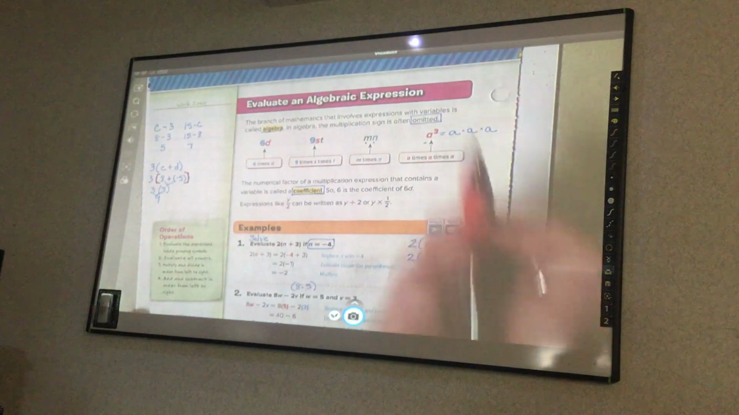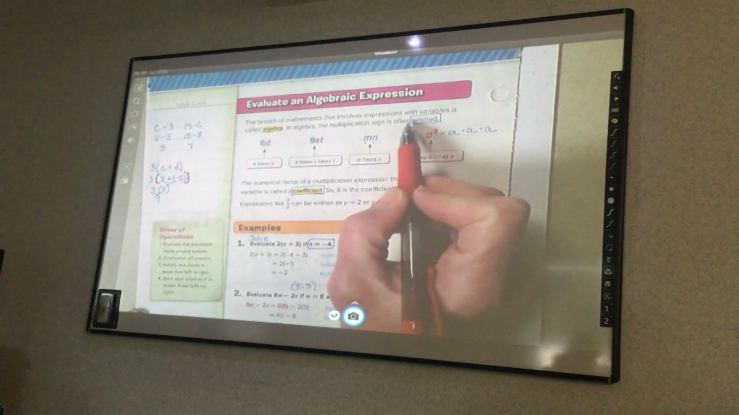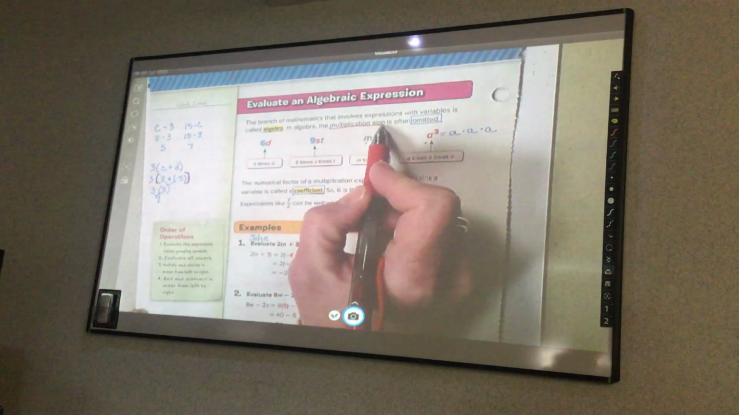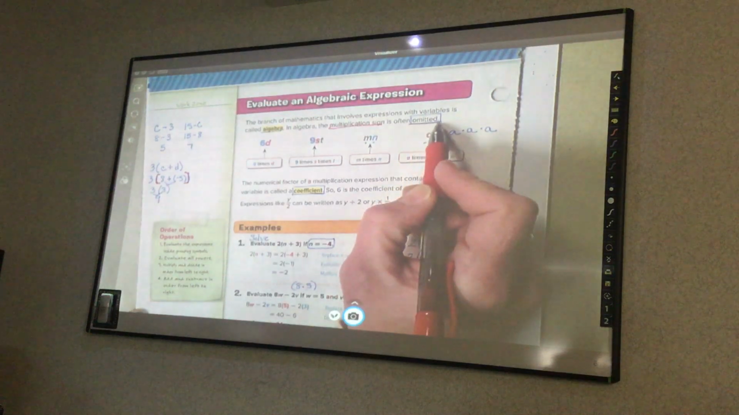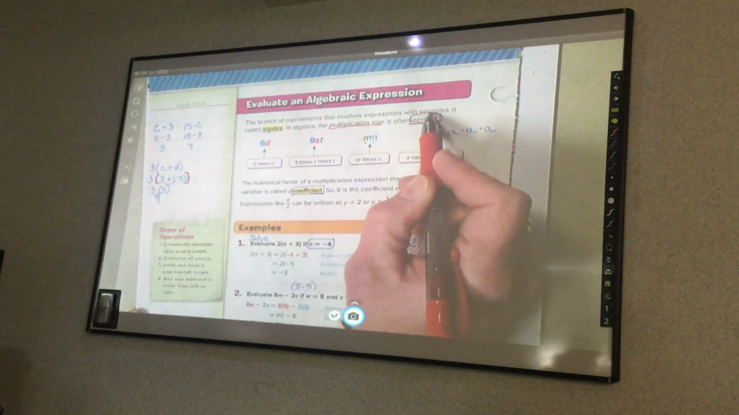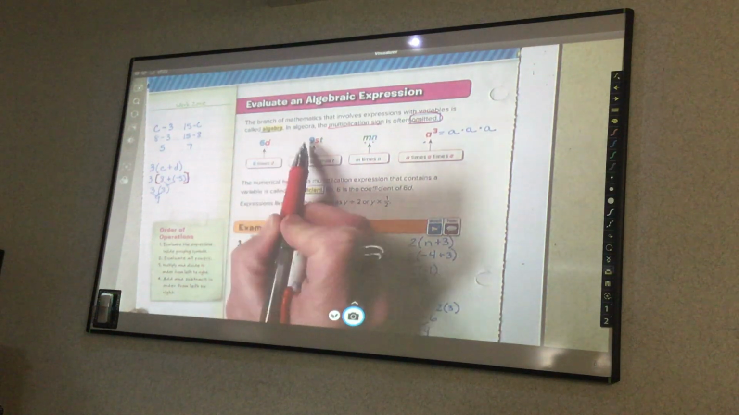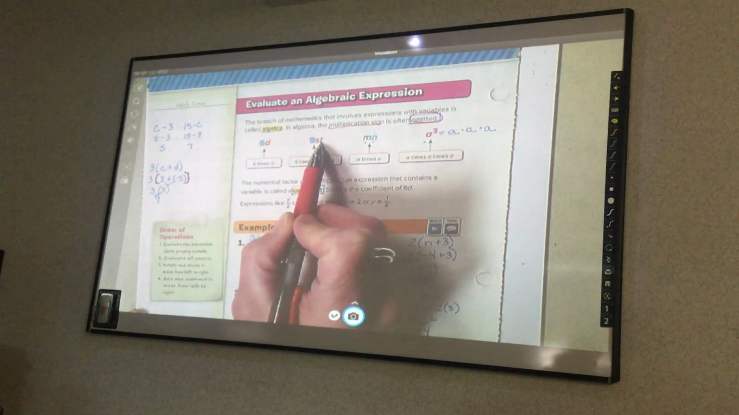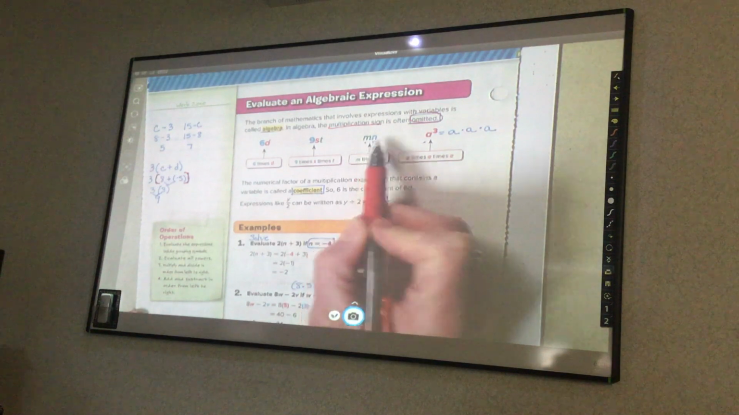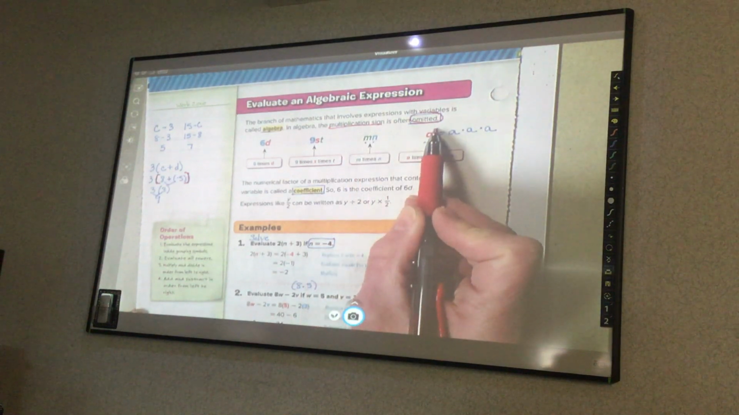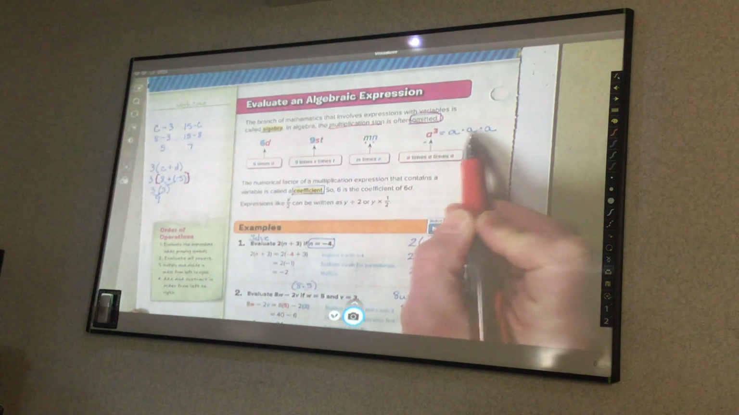One thing that we focused on yesterday also was that in multiplication, the sign is often omitted, which means it is not there. So we would say this is 6 times D, 9 times S times T, M times N, and this would be A cubed, which is A times A times A.